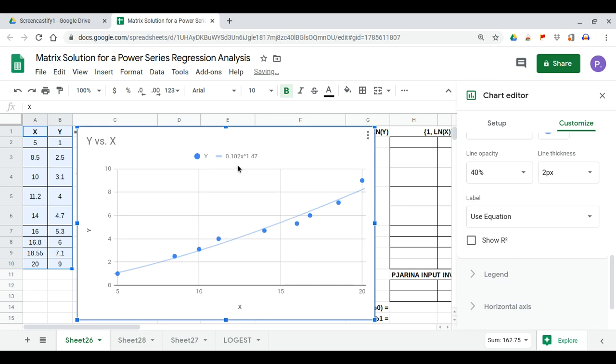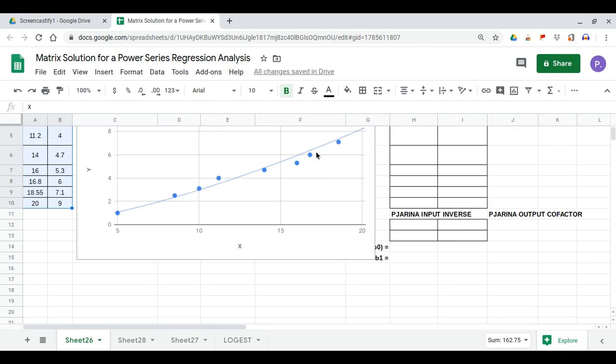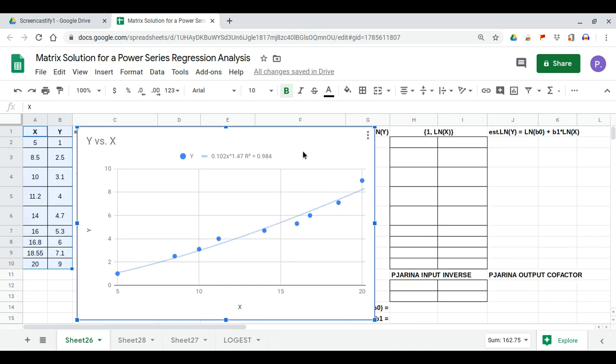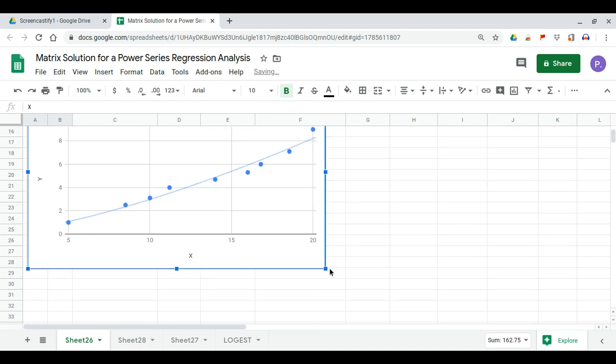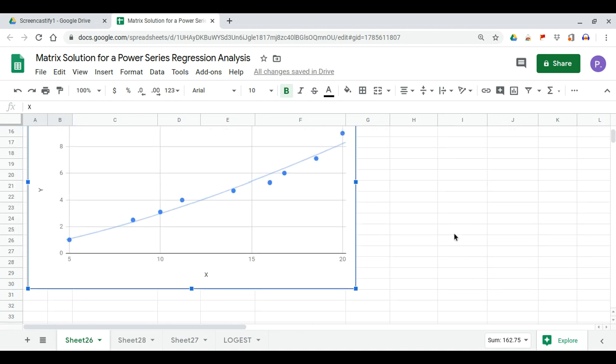So here we have the power series equation, 0.102 x to the power 1.47. We will also show the R square value, which is equal to 0.984. We will calculate these values using matrix operations. So first we start with the power series equation.